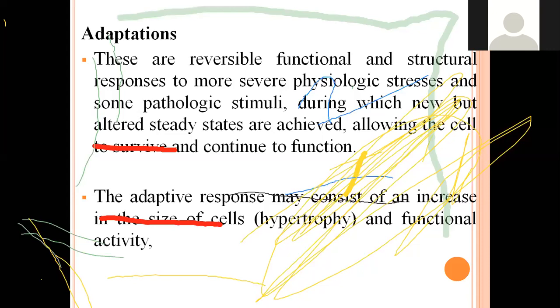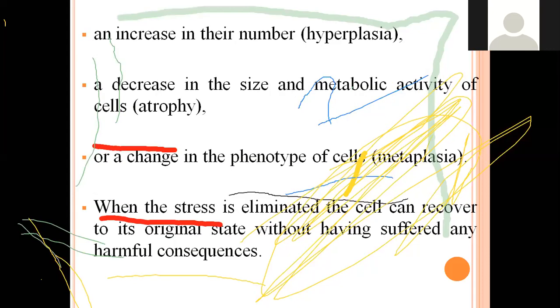Another way in which the body adapts is there could be an increase in the number of the cell. That's what we call hyperplasia. And the third way is there is a decrease in the size and metabolic activity of the cell. That's atrophy of that particular cell. Then another way in which the body adapts is there could be a change in the phenotype of the cell, which we call metaplasia.